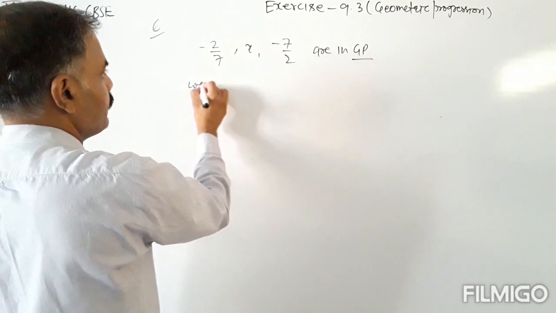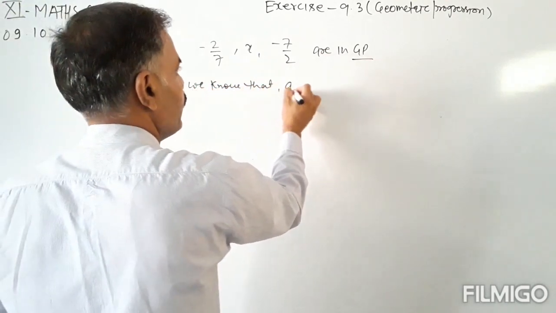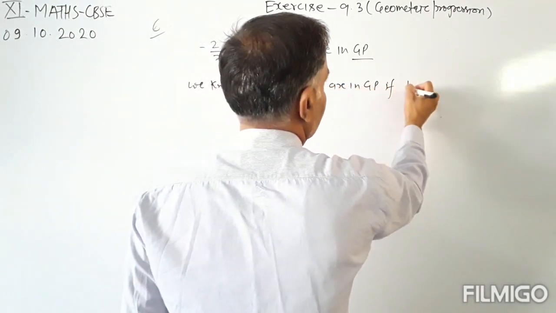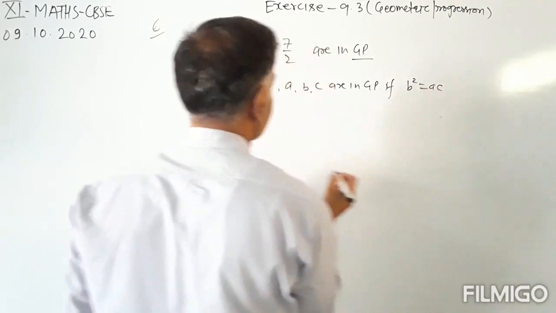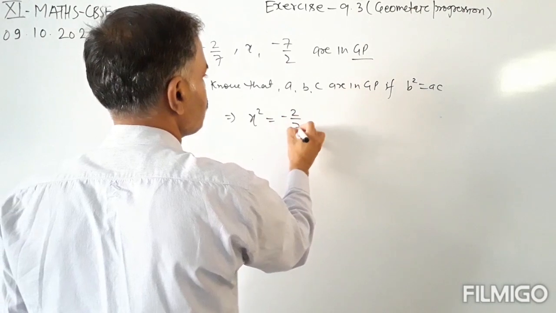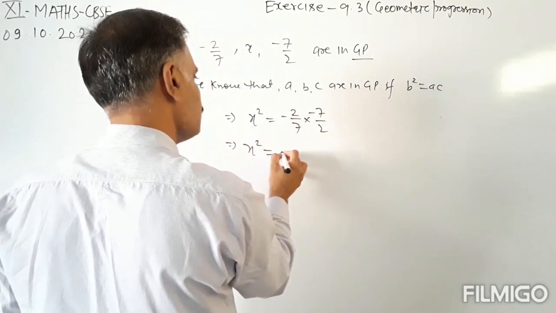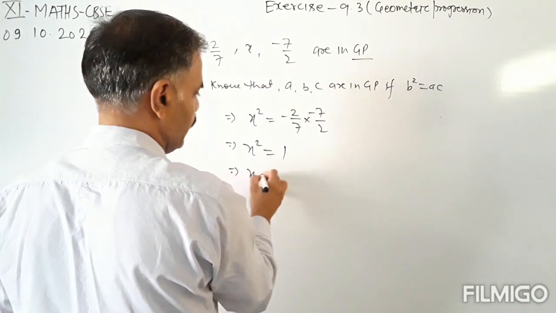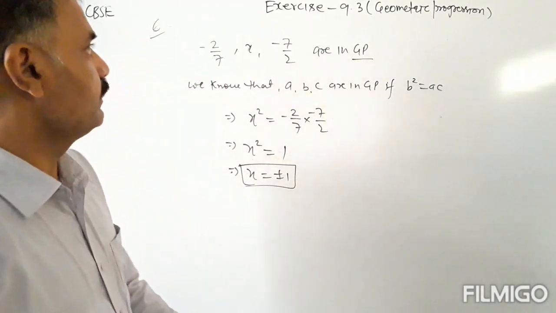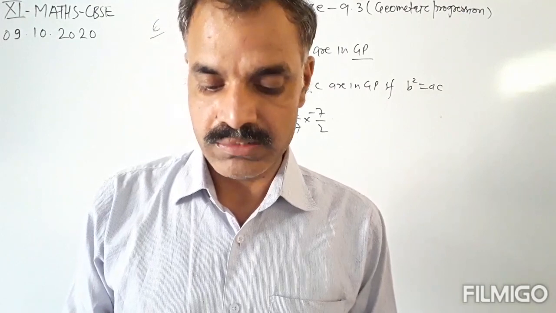Okay. We know that A, B, C are in GP if B square equals AC. B square means x square equals minus 2 upon 7 into minus 7 upon 2. So x square equals plus 1 and x equals plus or minus 1. The value of x is plus or minus 1.